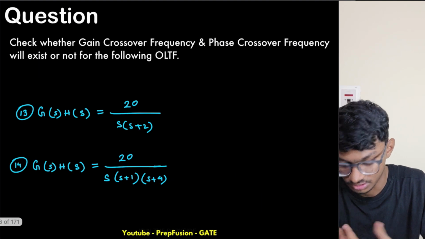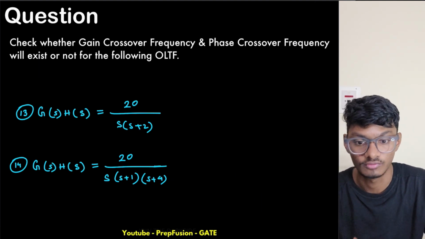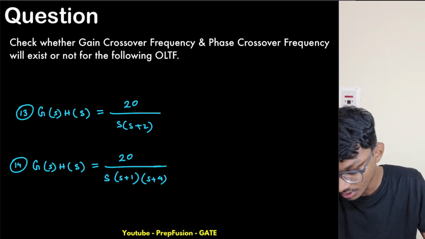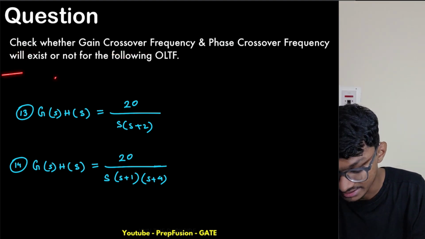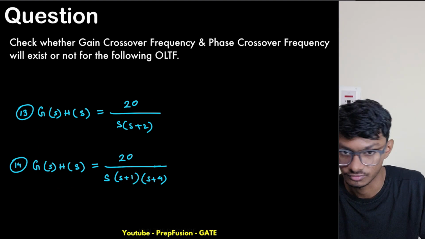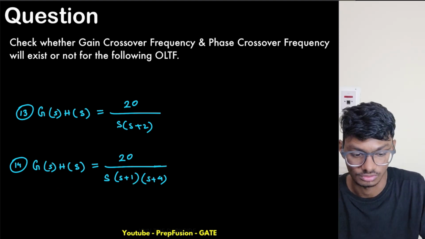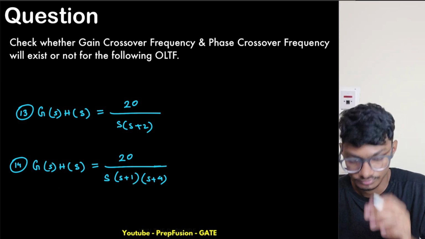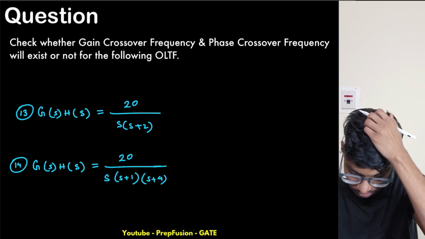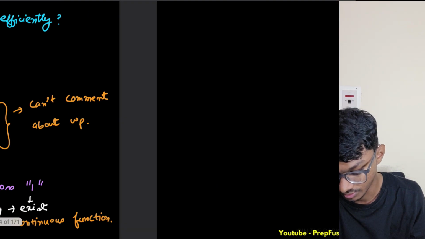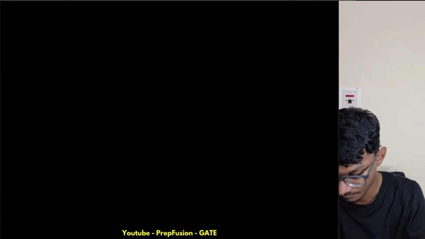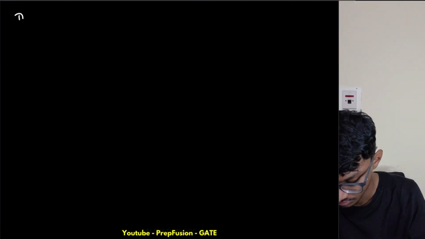Now let's not waste any more time. Let's solve a few questions. We have to check whether the gain crossover frequency and the phase crossover frequency will exist or not for the following OLTF. How to check? You will simply find the angles for omega equals 0 and infinity. Let's do it for the first question.